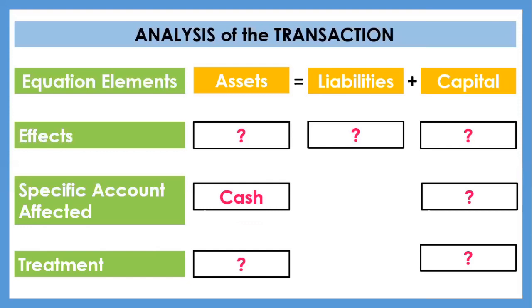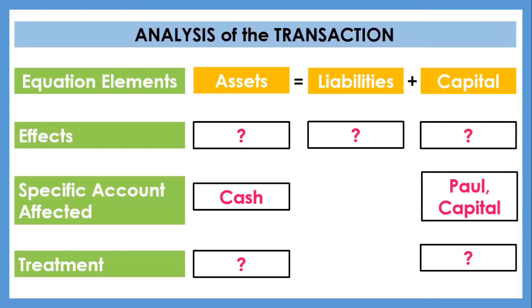And so you can recall there are two sample accounts under the capital account. First, we have X capital, and second, we have X withdrawal. And remember, X refers to the name of the company owner, and therefore our second account involved is Paul capital. So this is the first step in analyzing the transaction.